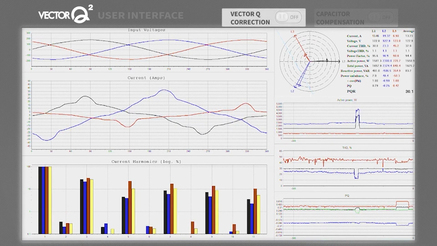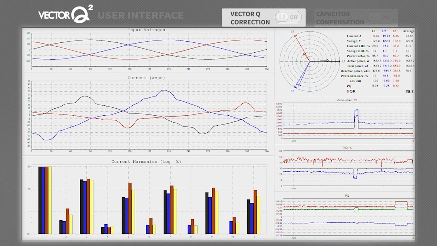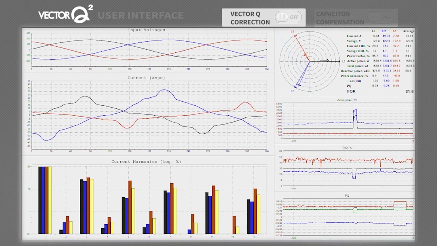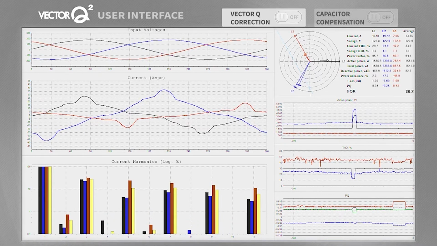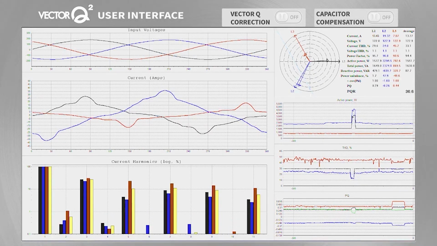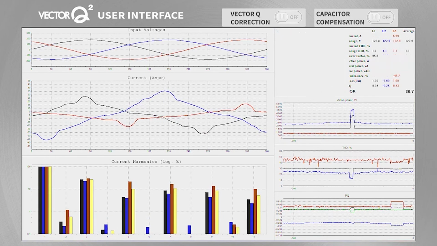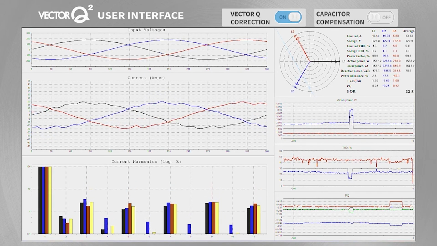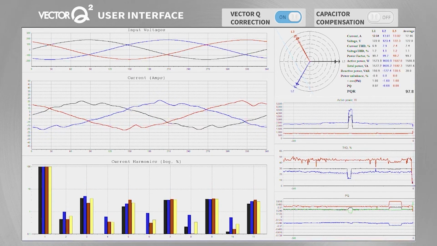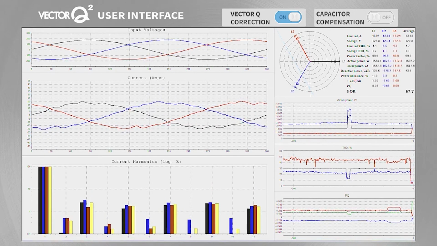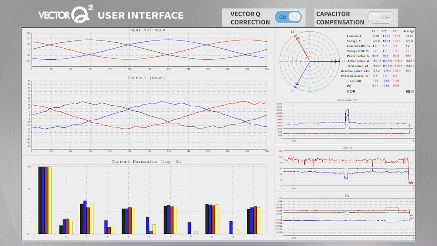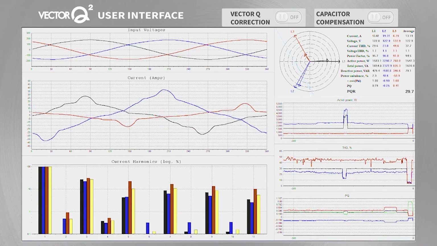For the purpose of this demonstration, we will use a unit which allows correction to be enabled and disabled on demand. Consumer Vector Q units do not have this feature, and it is shown here only for demonstration purposes. Watch the phasor diagram when the Vector Q is enabled. Current and voltage on all phases is now synchronized, and the load across each phase is balanced. Watch again as correction with the Vector Q is disabled and then enabled once more.